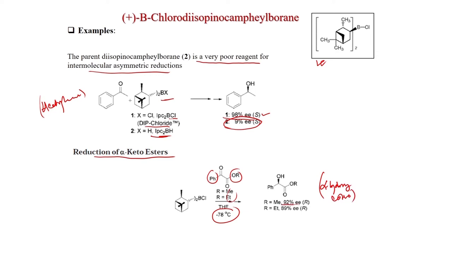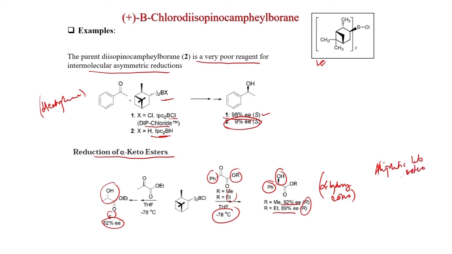R is equal to methyl, you get 92% E; R is equal to ethyl, you get 89% E. On the other hand, if the phenyl is replaced with a methyl group, then the stereoselectivity changes. This is the opposite stereochemistry. Earlier it was R and now it is S, and the enantioselectivity is also reduced. So, aliphatic keto ester provides less E. We have also seen this earlier with alpha keto acids.